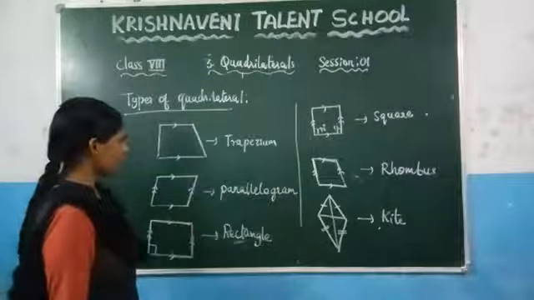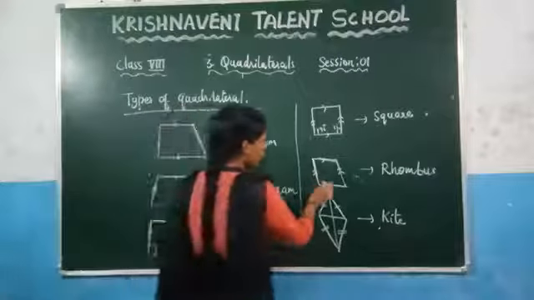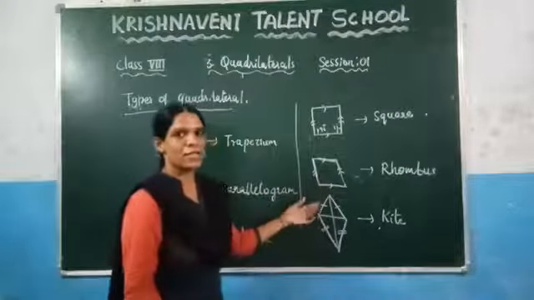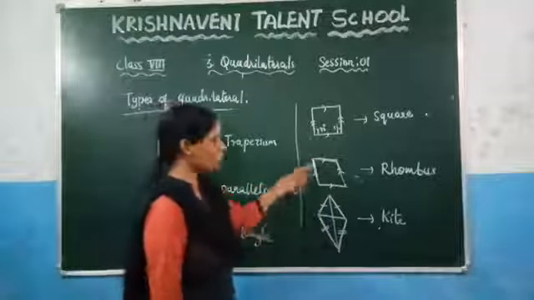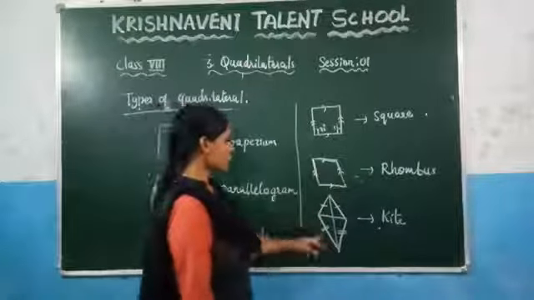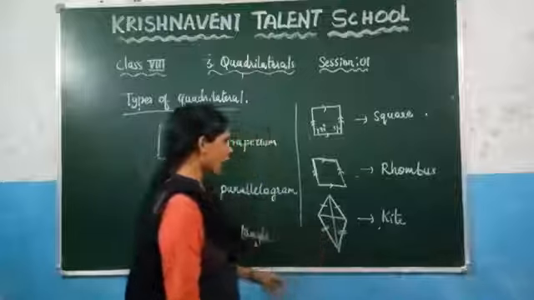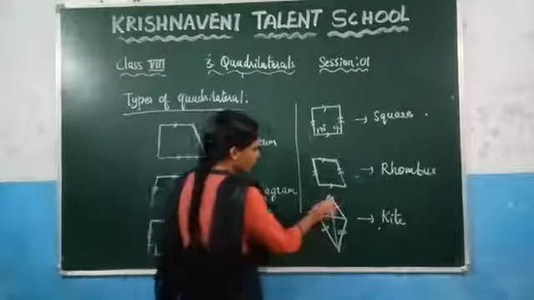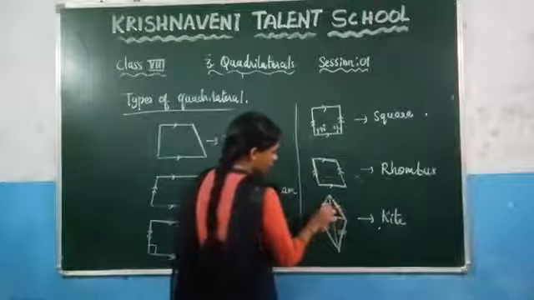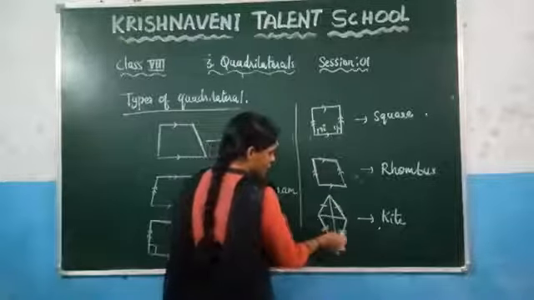But what is the condition here? The angle should not be equal to 90. There is no condition that the angle should be equal to 90. That is the difference between these two. Now the next one, which we call a kite. And in a kite, you can observe that the adjacent sides are equal. That means this side is equal to this side and this side is equal to this side.